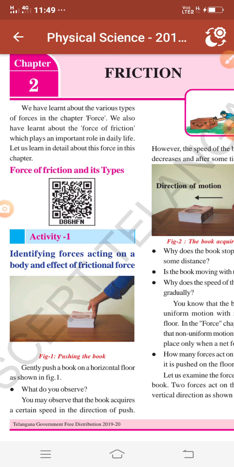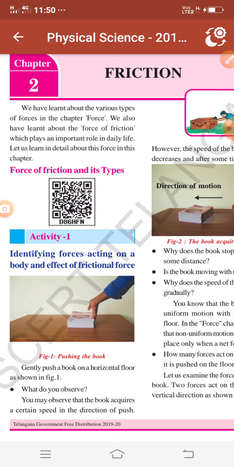Today, we are discussing the chapter Friction. We have learned about various types of force in the chapter Force. We also learned about the force of friction, which plays an important role in our daily life. Let us learn in detail about this force in this chapter. So, the force of friction and its types.